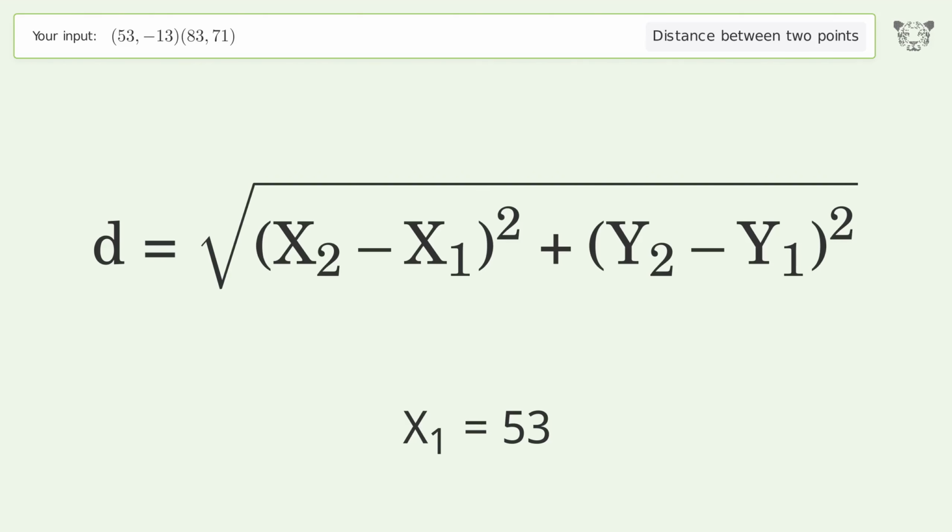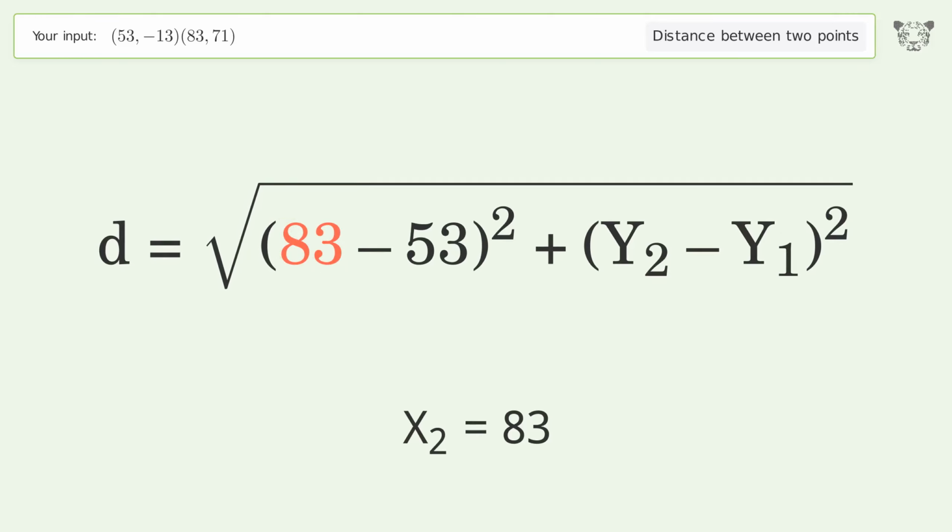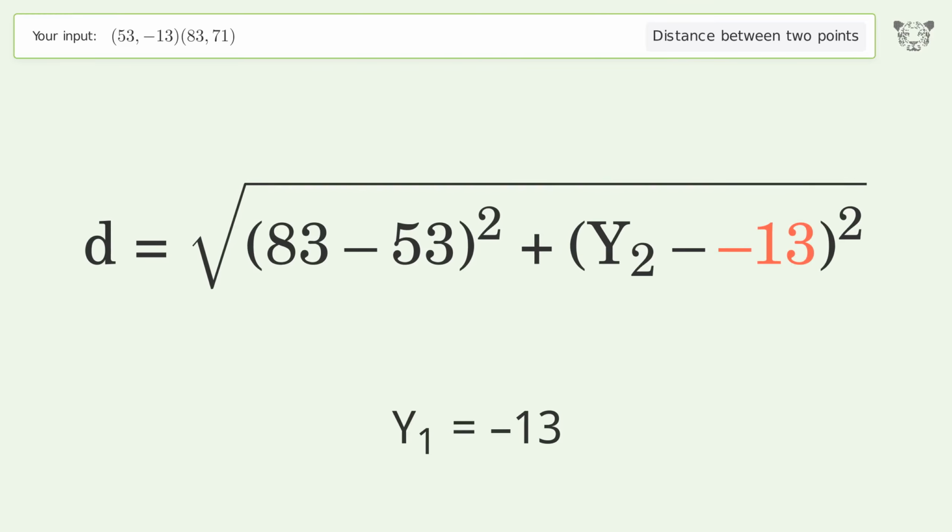x1 equals 53. x2 equals 83. y1 equals negative 13. y2 equals 71.